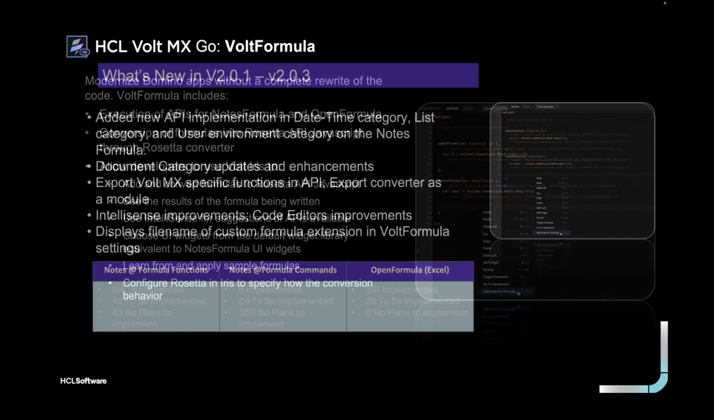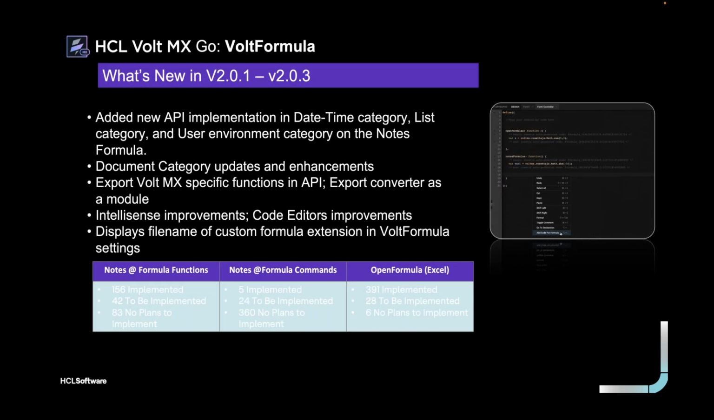And what we have done since the original GA version, since the 2.0, is we have added a lot more implementation for the datetime category, list, user environment, and such. Document category has had updates and enhancements. You can now export VoltMX specific functions in API and export the whole converter as a module. We've made significant improvements to IntelliSense, which is like code assist, code complete kind of thing, and overall improvements to the code editor as is. And we also now display the file name for the custom formula extension. So basically, you can create your own functions, your own formula extensions as well.